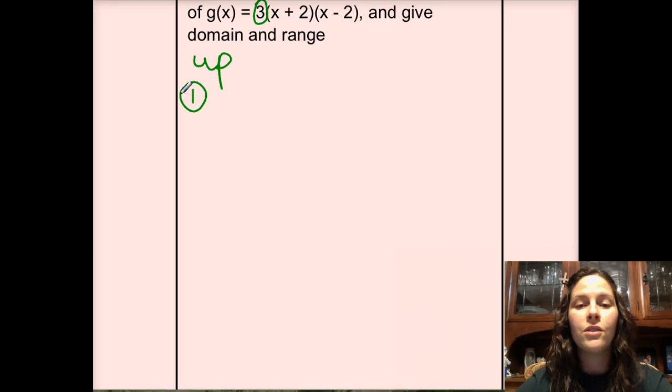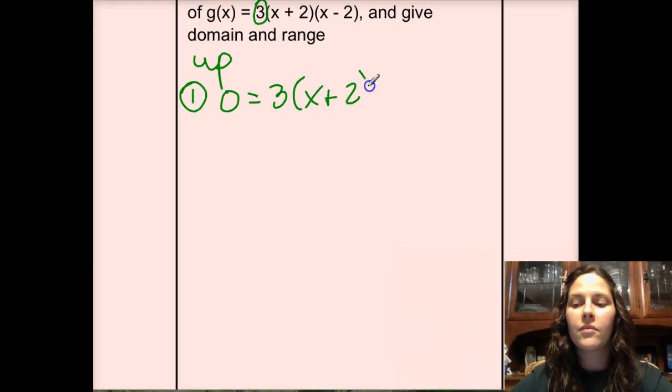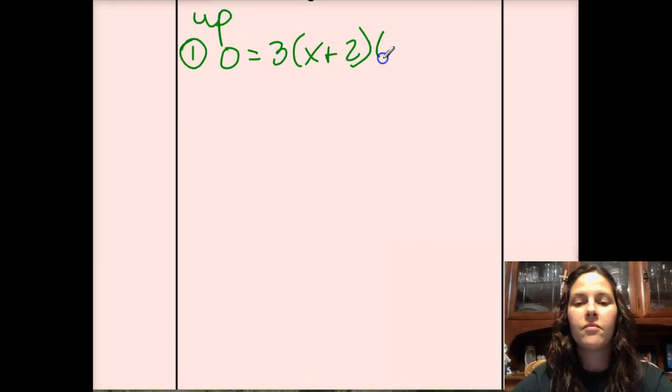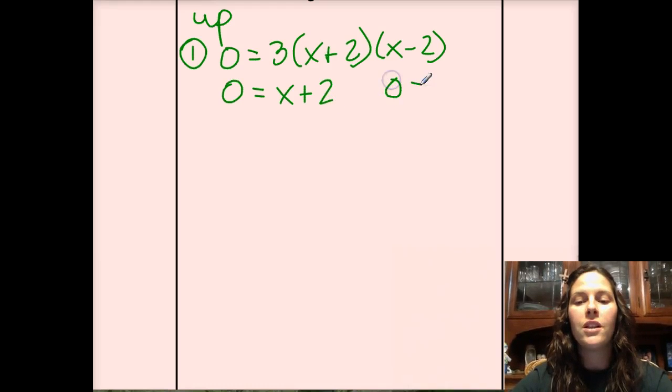Finding the zeros, or the x-coordinates, we're going to set our equation equal to 0. And we'll solve for x. Again, that coefficient cannot equal 0. 3 does not equal 0, does not have a variable piece, so we only have to set those binomials with a variable piece equal to 0 to solve for our x-intercepts, or the zeros of the function. So we have zeros of -2 and +2.